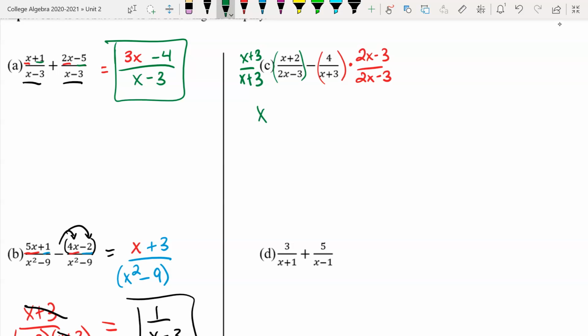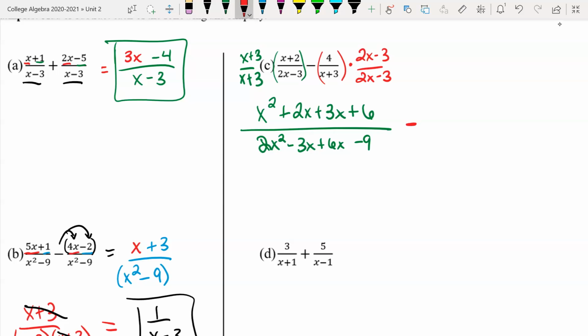I'm going to do the green one, FOIL: x squared plus 2x plus 3x plus 6 over 2x squared minus 3x plus 6x minus 9. Minus, now we're going to do the red fraction. Our numerator becomes 8x minus 12. The denominator becomes 2x squared minus 3x plus 6x minus 9. Notice the denominators are the same, and that's what you want. So now I can go ahead and combine them. Don't forget you're going to have to distribute your negative to both terms.